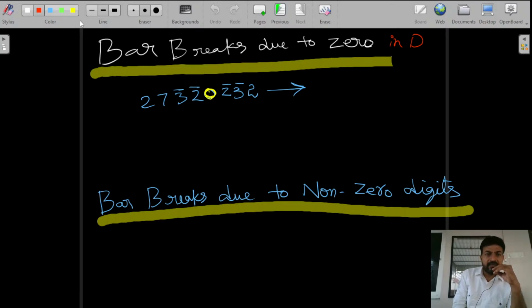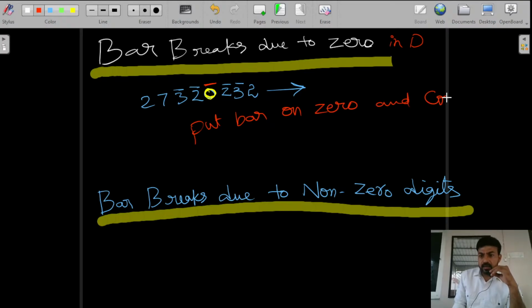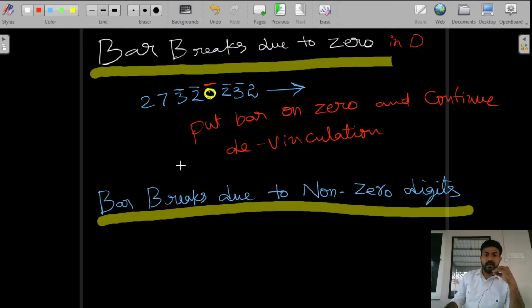So in this case, we have to put a bar on 0. You have to continue. Put a bar on 0 and continue devinculation without any break. We have to continue all from 9, last from 10.